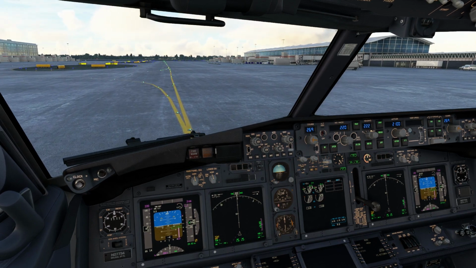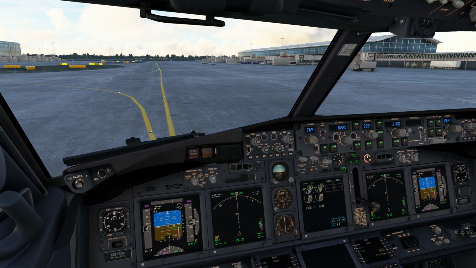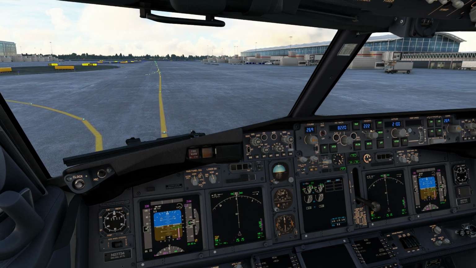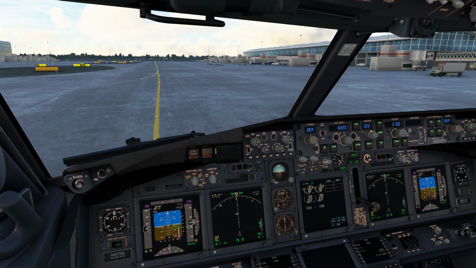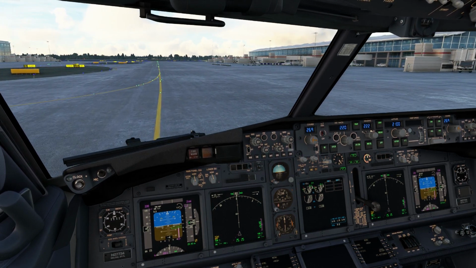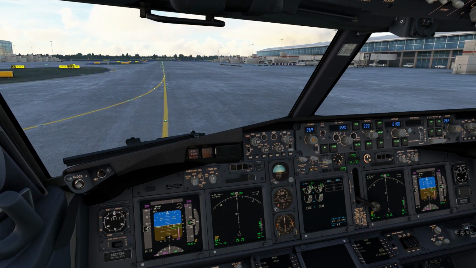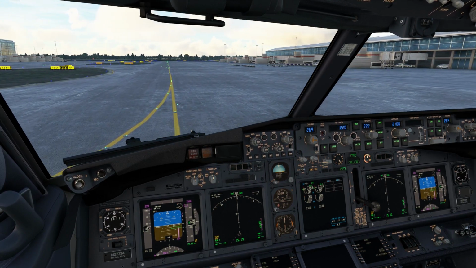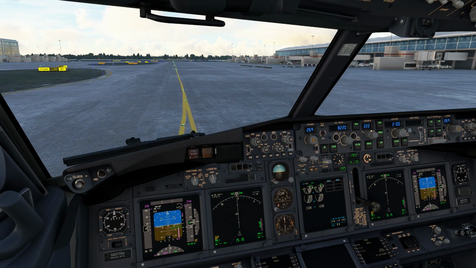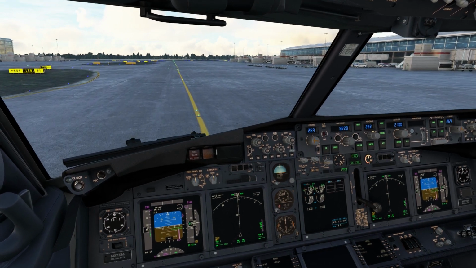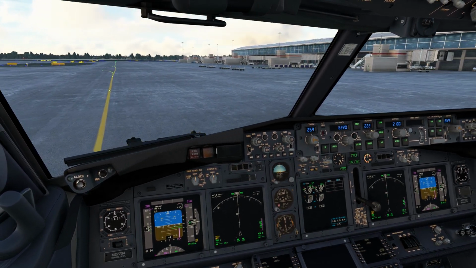So do be aware that if your system is CPU bound, DLSS is not going to do anything for you. If it's GPU bound, I'd say it's probably going to give you about 10 frames. I'd say on a reasonable system, you're going to get about 10 frames.